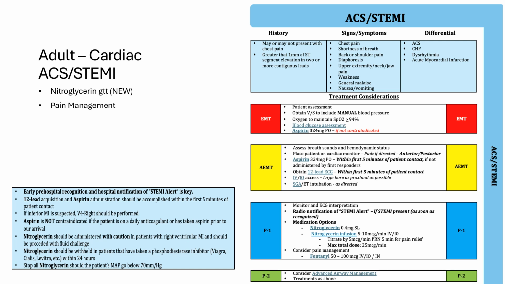Who don't we give nitro to? Inferior? You're close. What do we do? Yes, erectile dysfunction drugs, yes. If I have an inferior MI, what's the next thing I do? Right side. Do a right-sided MI. So you don't want to give it in a right-sided MI.